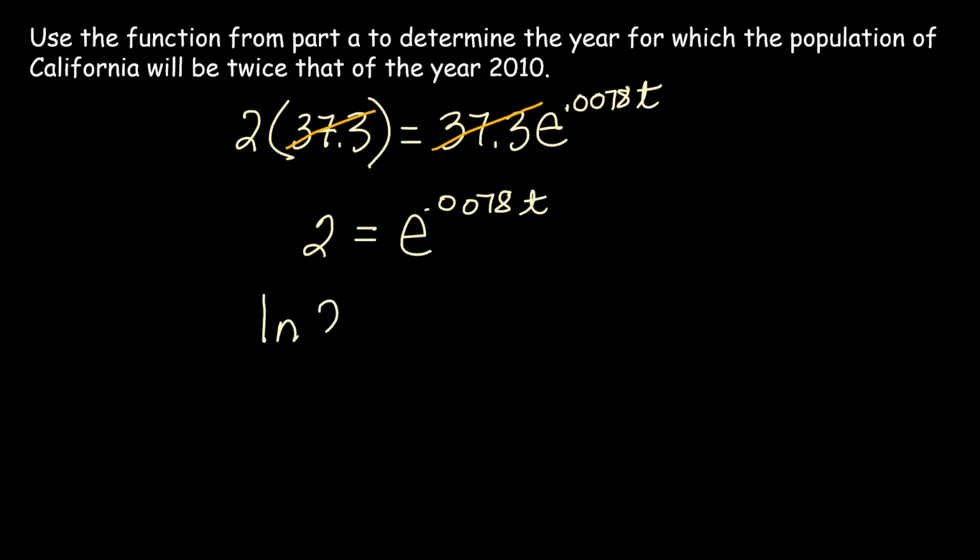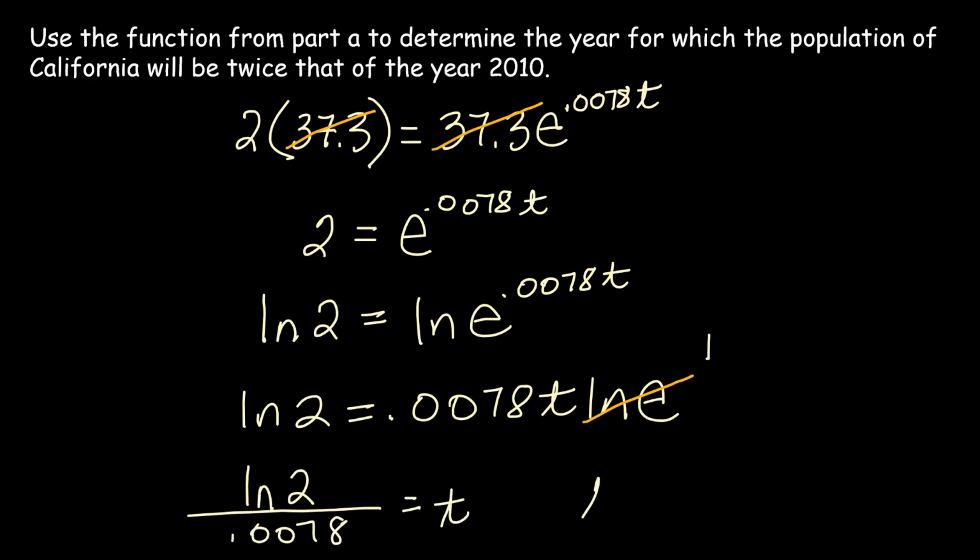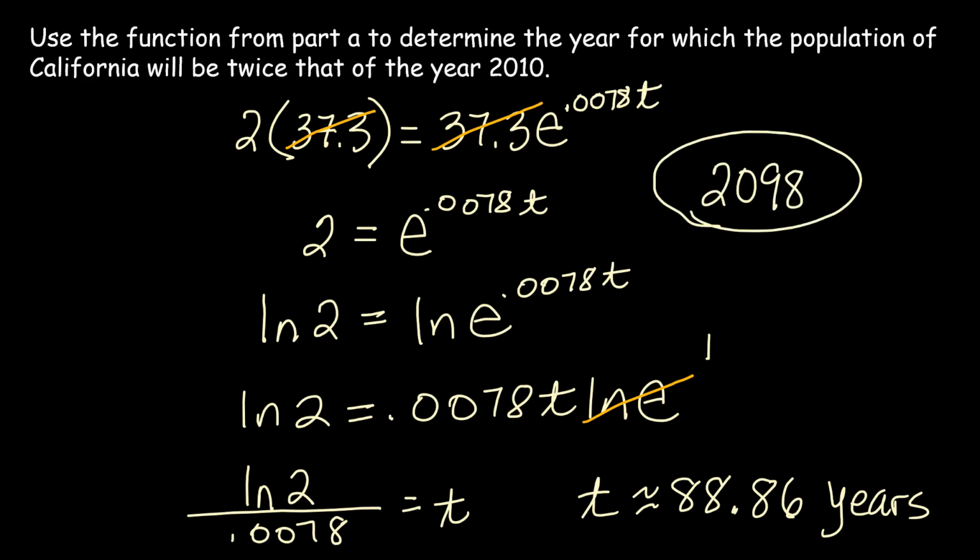Now we take the natural log on both sides, and we are going to have natural log of 2 is equal to 0.0078 t times the natural log of e, and the natural log of e is just 1. So 0.0078 t times 1 is just 0.0078 t. Divide by 0.0078, and that is going to be t. And if you approximate that with your calculator, you're going to get about 88.86 years for it to double. So that would be 2098 if we're counting from the year 2010.